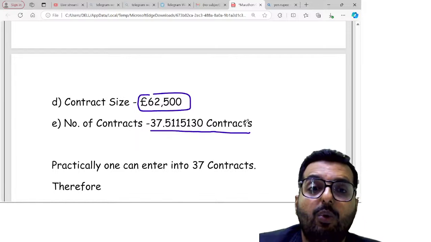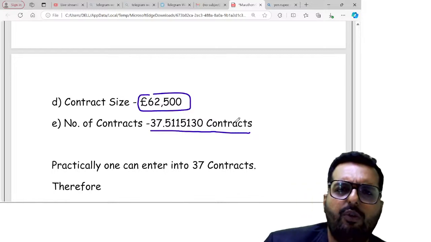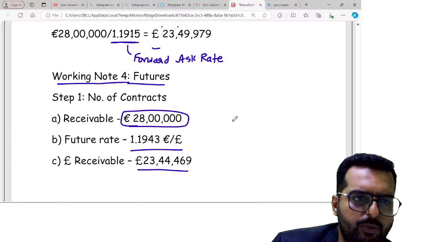Tell me now, friends, practically, is it possible to enter into this many number of contracts? No, you can enter into only 37 contracts and the remaining 0.51 will go into the forward or no hedging. That diagram is also given over here. Can you write down this in your books now?